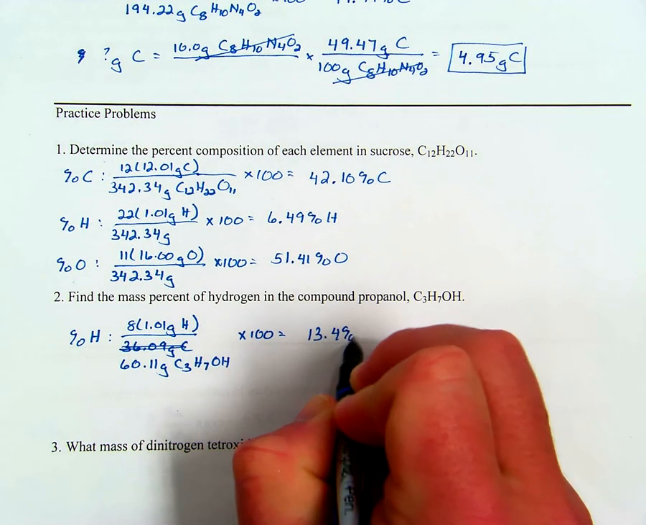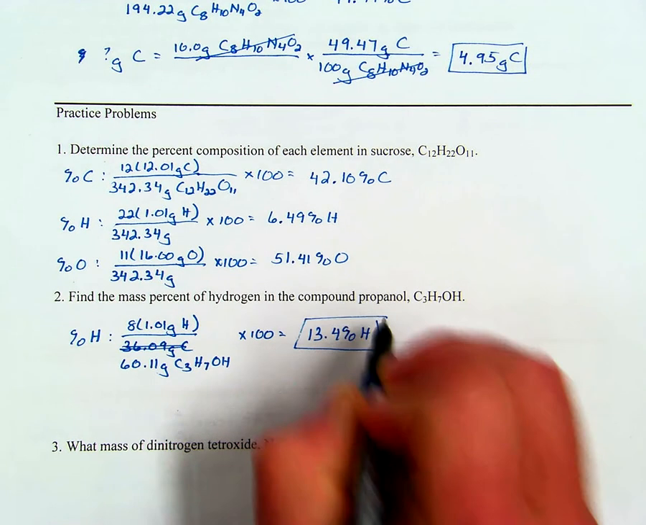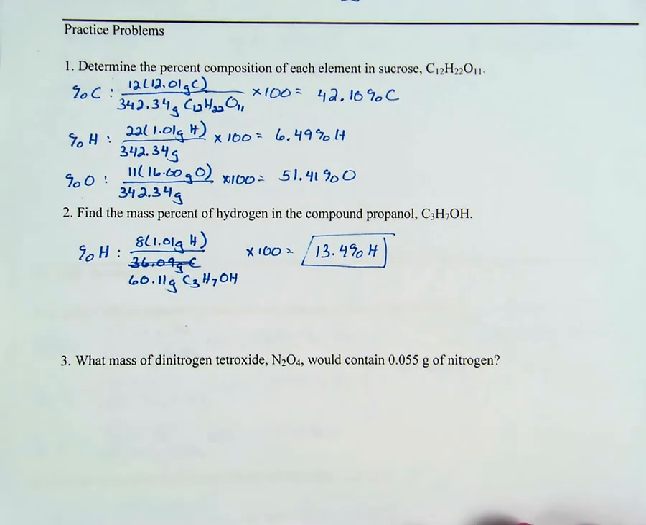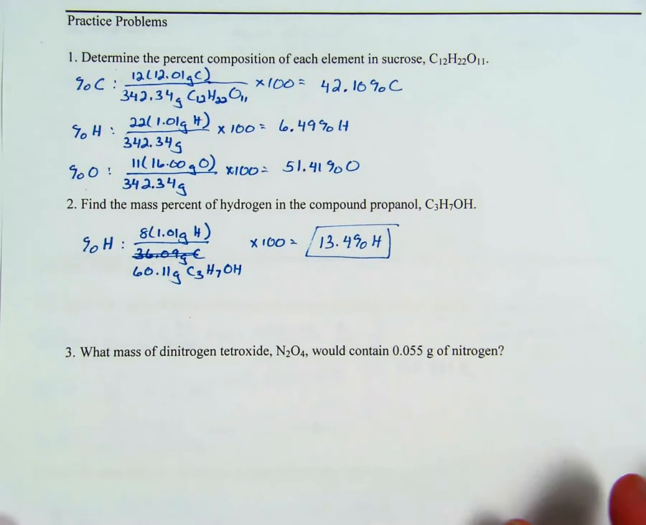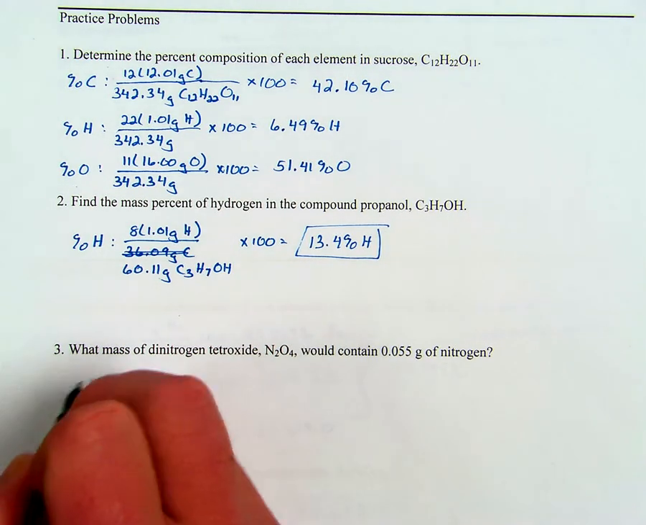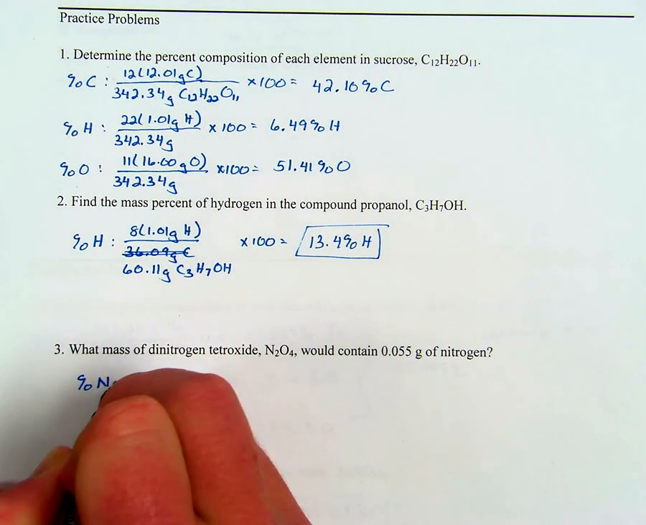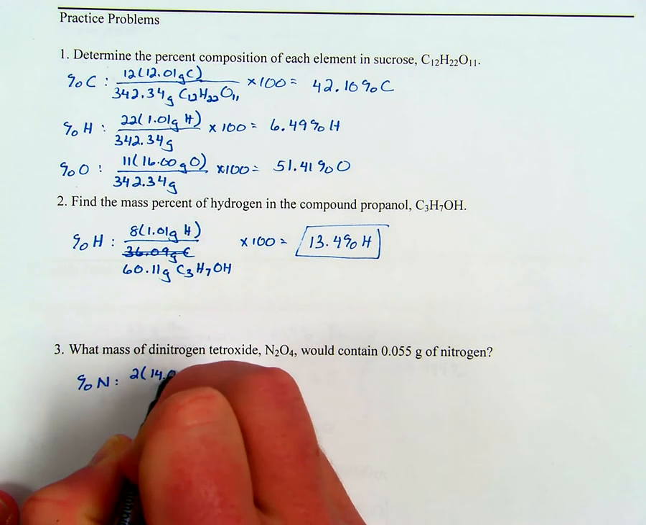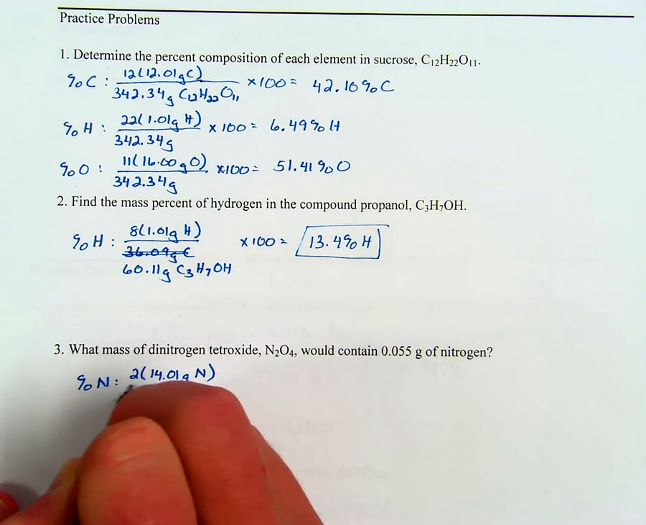Alright, last one. What mass of dinitrogen tetroxide would contain 0.055 grams of nitrogen? So here's another problem where we're asked about how much of an element is in a compound, or a compound contains a certain amount of an element. So here I need to use a percent composition. So we need to calculate percent composition of nitrogen first. So there's 2 moles of nitrogen in the compound divided by the molar mass of the whole thing.